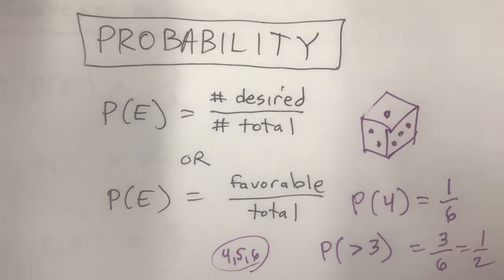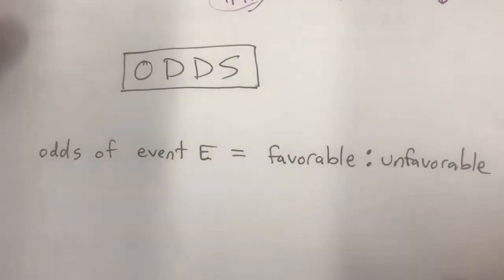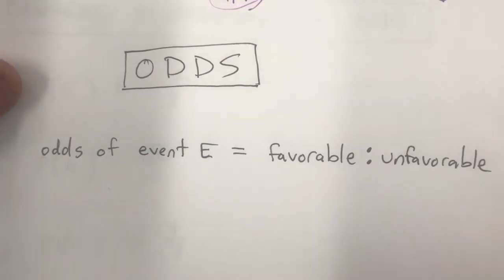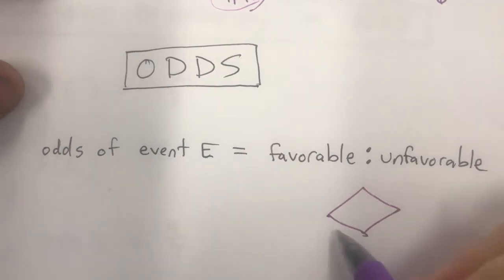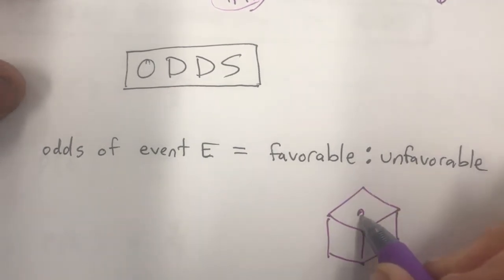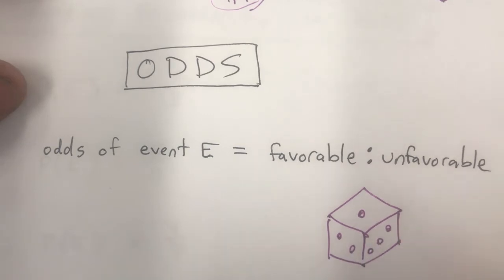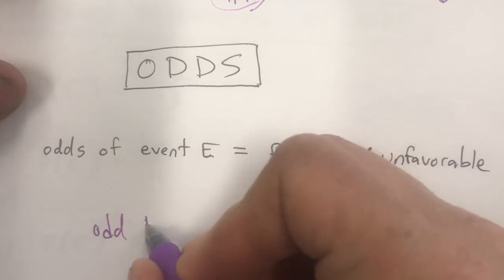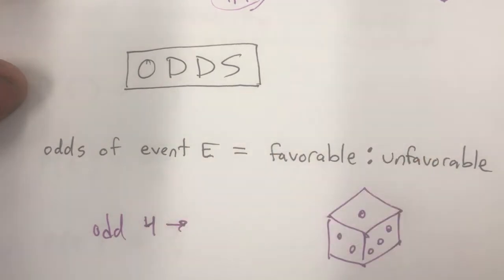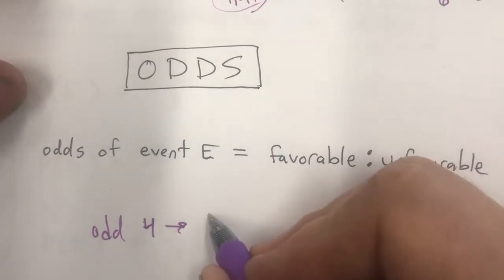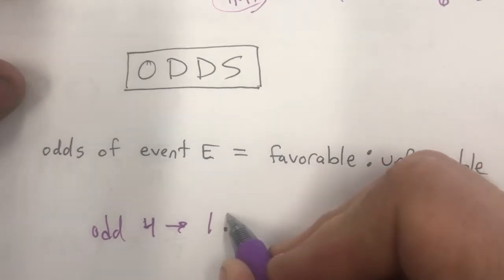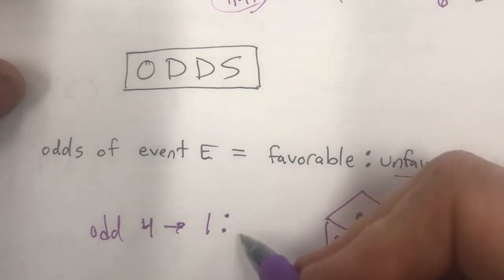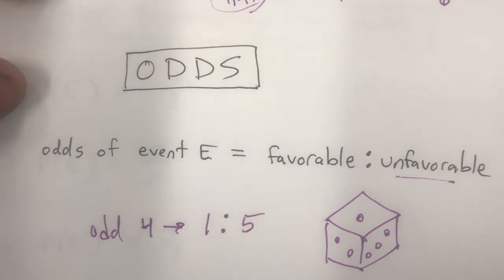Okay, odds are a little bit different. The odds of an event are what's favorable versus what's unfavorable. All right, so if you look at that same cube here, what's the odds that I get a 4? All right, there's one 4, that's what's favorable, but what's unfavorable, well, there's 5 that are not 4. So this would be 1 to 5 odds.